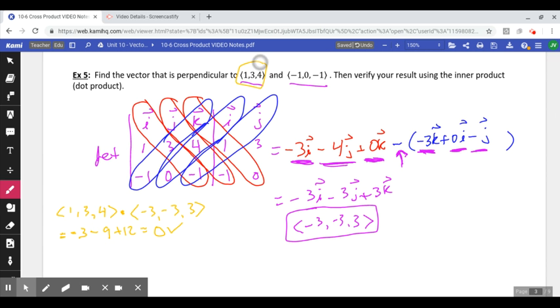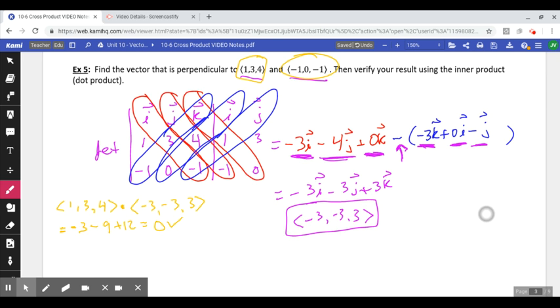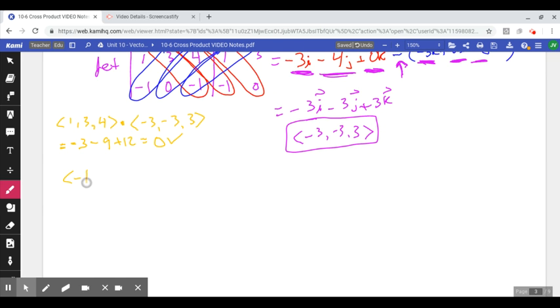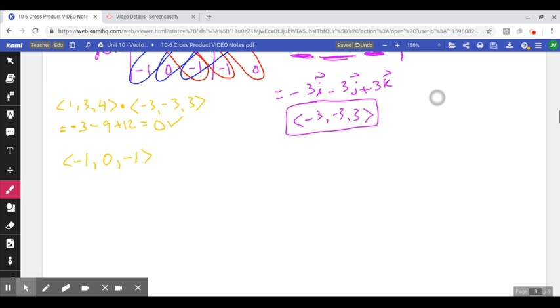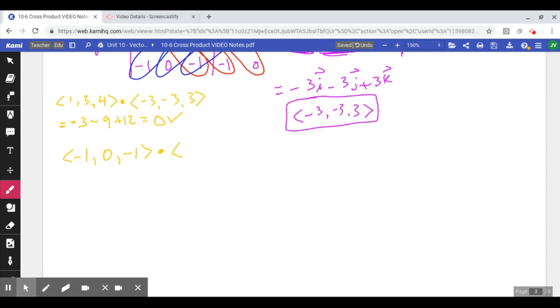So we did the first one before, and now we're on to the second one here, which is -1, 0, -1. Just let me verify that. There we go. And then we're going to do the dot product again with our resultant vector, the vector that we found here. That was in purple from before. So we're going to multiply the x's. -1 times -3 is 3. 0 times -3 is 0. -1 times 3 is -3 with your z components. And when you add all those up, you do get 0.